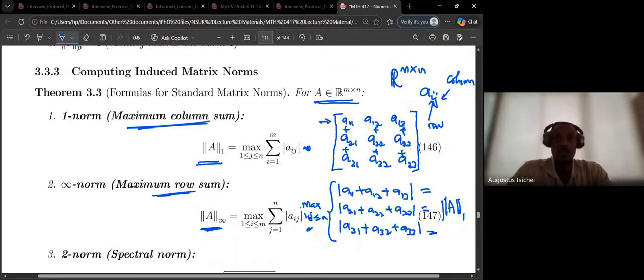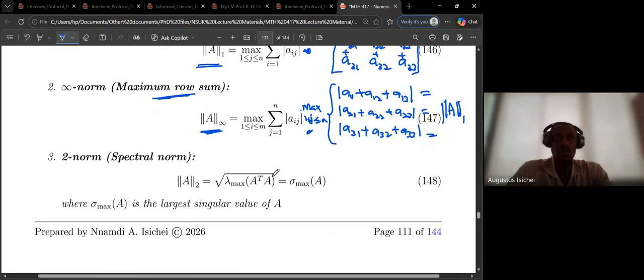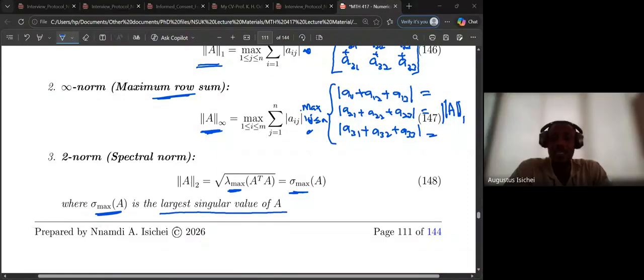Then we have the spectral norm. The spectral norm, that is a true norm. So how do we express the spectral norm? As A subscript 2, that is equal to the square root of lambda maximum of A transpose times A, which is equal to sigma maximum of A. Sigma maximum of A is the largest singular value of A.